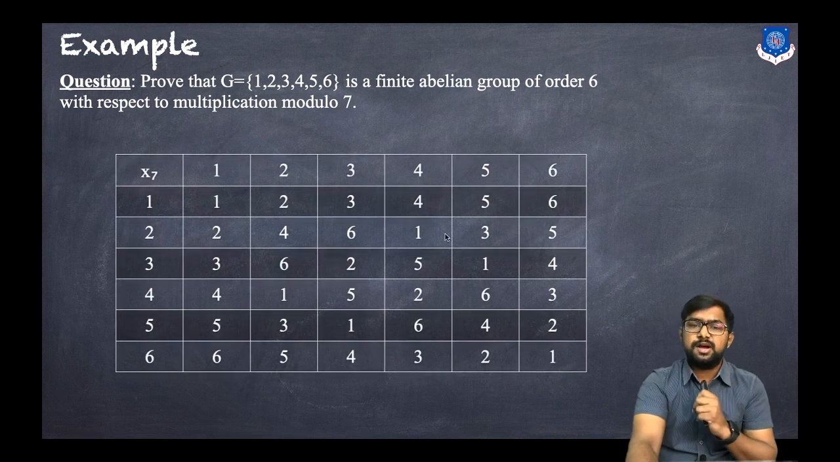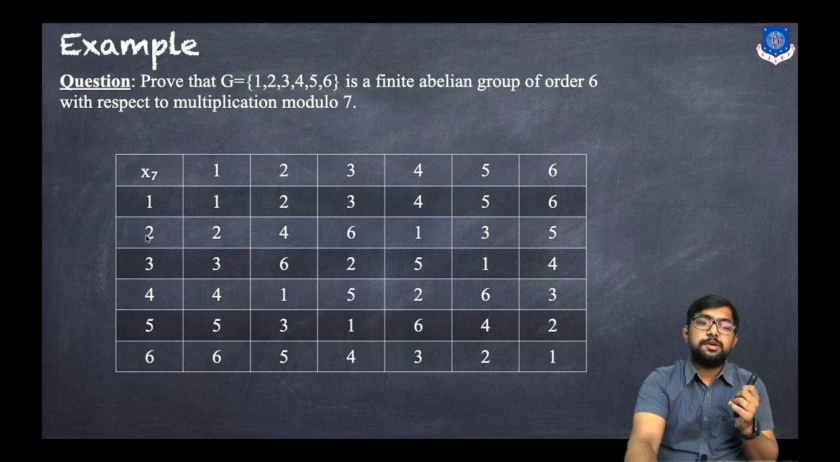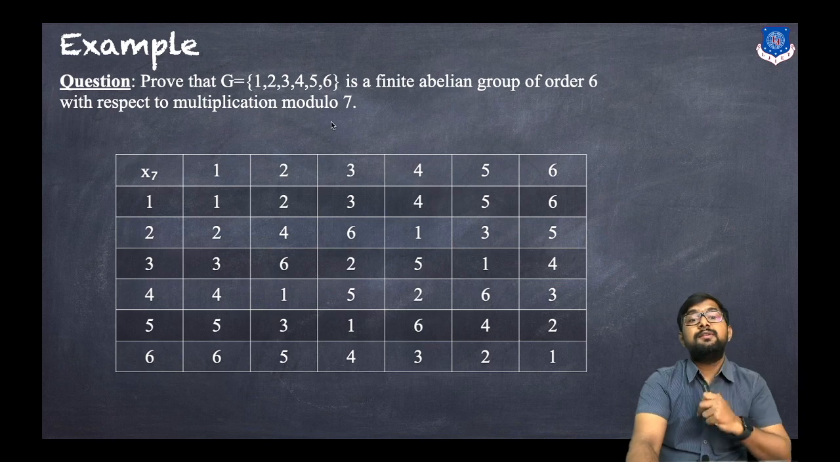Fine. So this is how you can write the table. Here we have the multiplication modulo 7. The elements are 1, 2, 3, 4, 5, 6. Let us calculate 2 or 3 entries. 2, 2. So what we need to find is 2 into 2, that is 4. Now 4 divided by 7, so it will be 4.